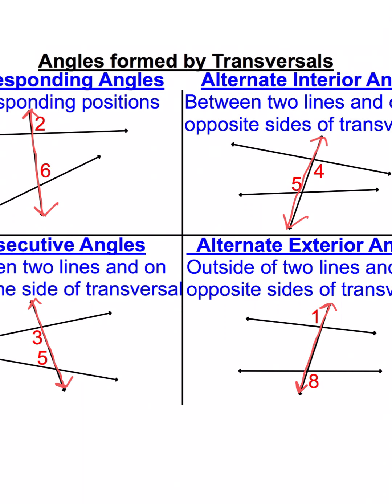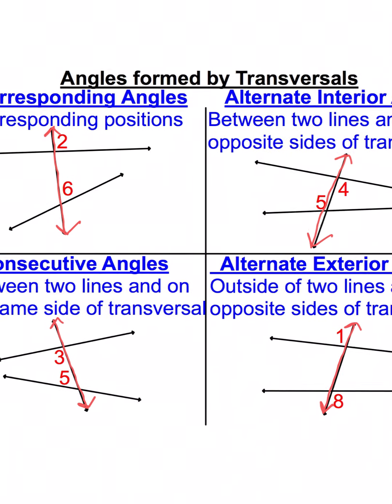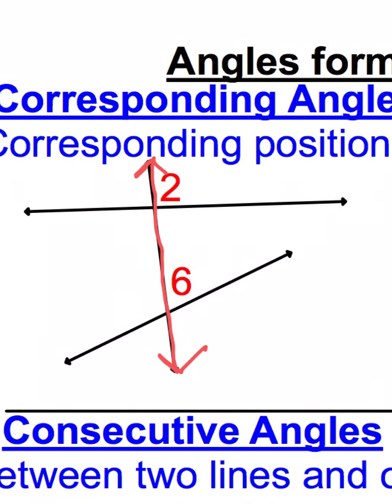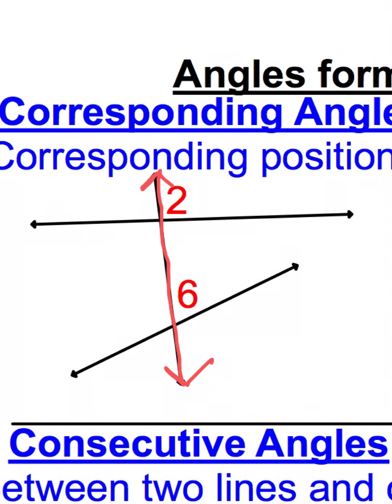Okay, so all of those are our transversals. The numbers that you see in these are just having you focus on that angle specifically. It has nothing to do with how many degrees it is. It's just helping you try to understand why these angles are called what they are. So let's go ahead and talk about this first one. The word corresponding should hopefully mean something to you.